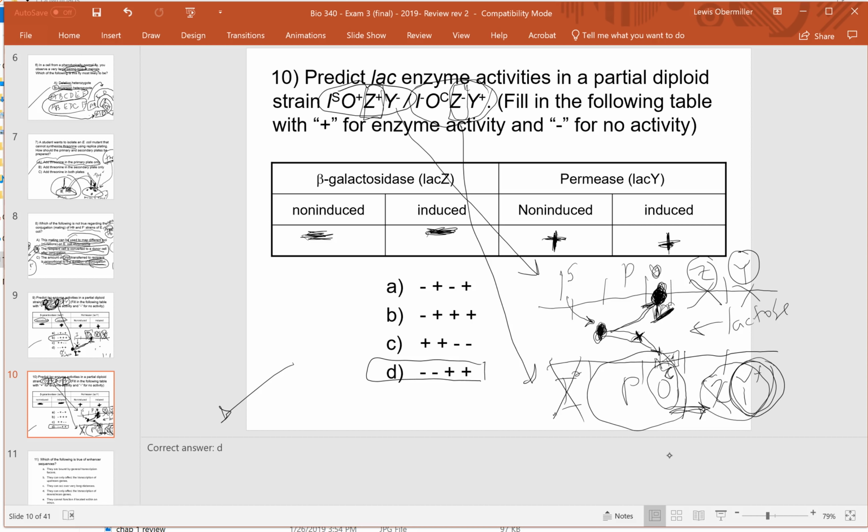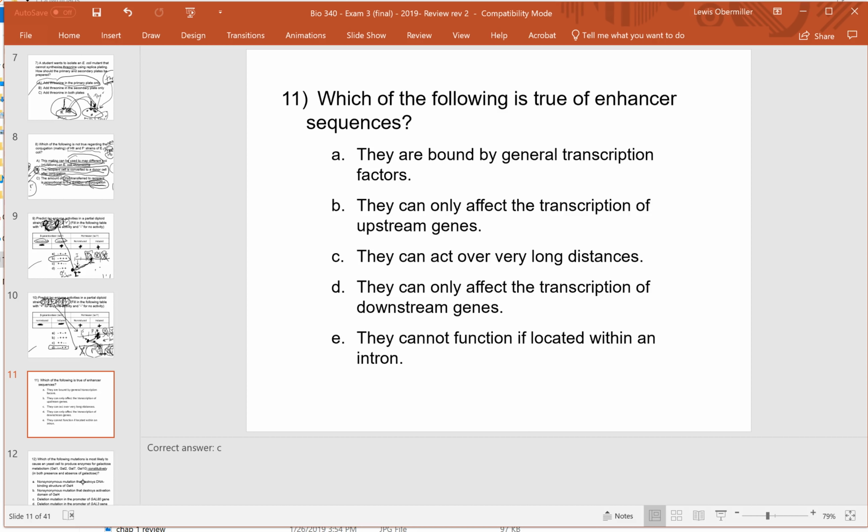Yeah, that one's probably as complicated as it gets, because you're dealing with a super repressor and a constitutive promoter all at the exact same time. So if you can answer that one, you're golden.